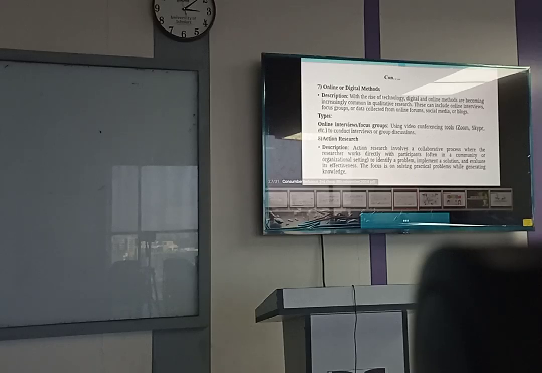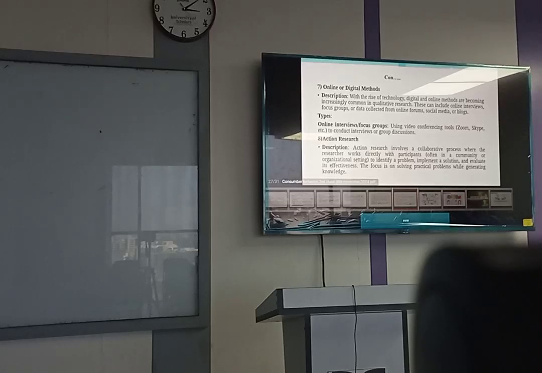Action research. Description. Action research involves a collaborative process where the researcher talks with the participants. He sets what the problem is. Then based on that, he talks with the participants and he tries to get the solution: how the problem can be solved and how the solution can be given.